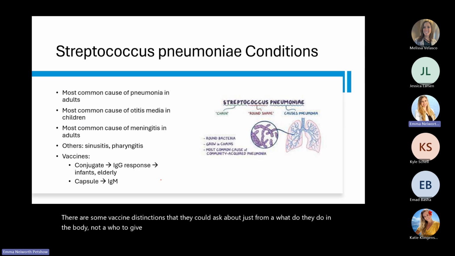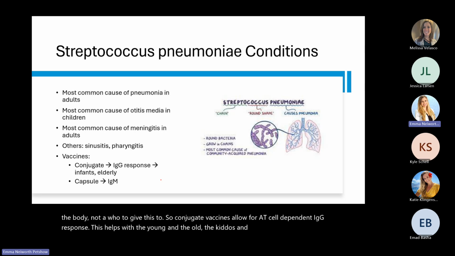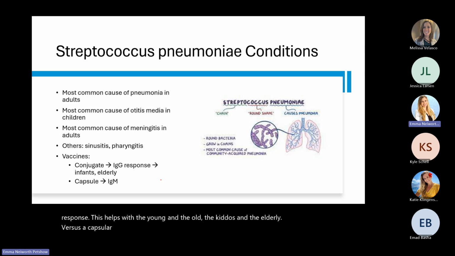So conjugate vaccines allow for a T cell dependent IgG response. This helps with the young and the old, the kiddos and the elderly, versus a capsular polysaccharide vaccine, which gives an IgM response only. So that'd be like a quick acute response only, and that's to the capsule that encapsulates Strep pneumoniae.